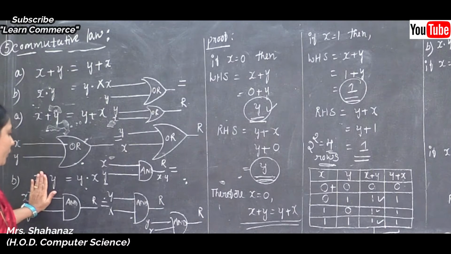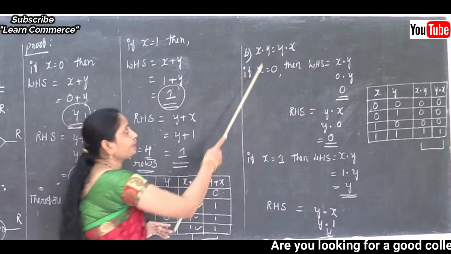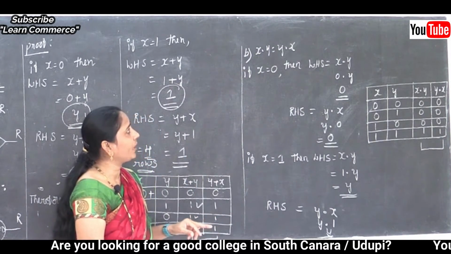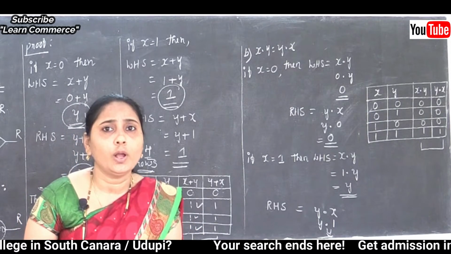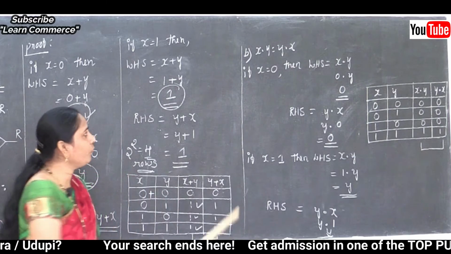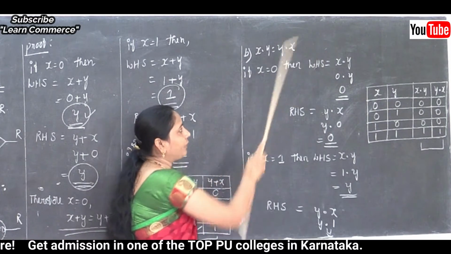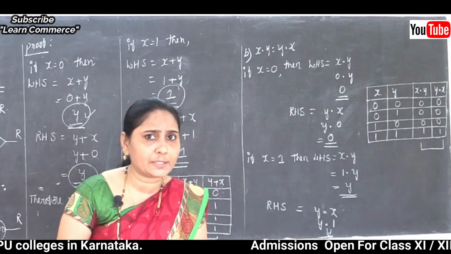So this is about our second law. Now we are going to check whether it is proving or not. Clear? So the second one, x and y is equal to y and x. First of all I am going to use some value for x. So if the x value is equal to 0, then on the left hand side, what is the variable expression?